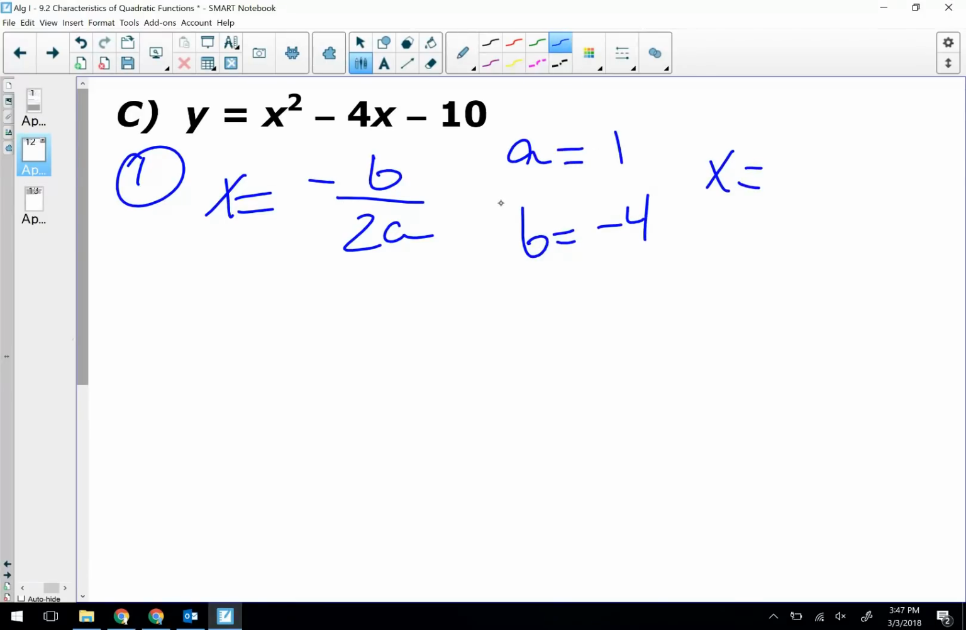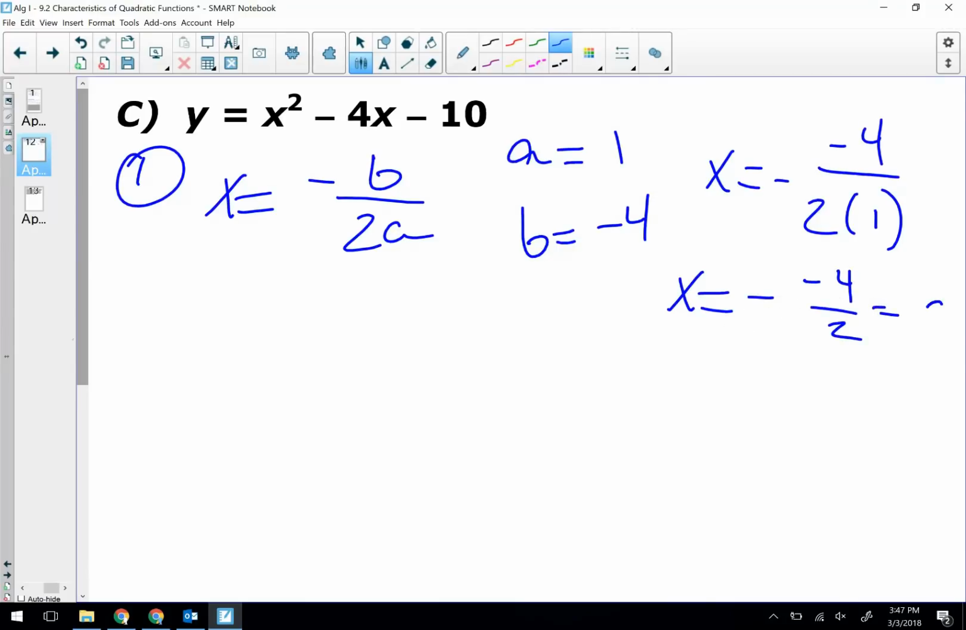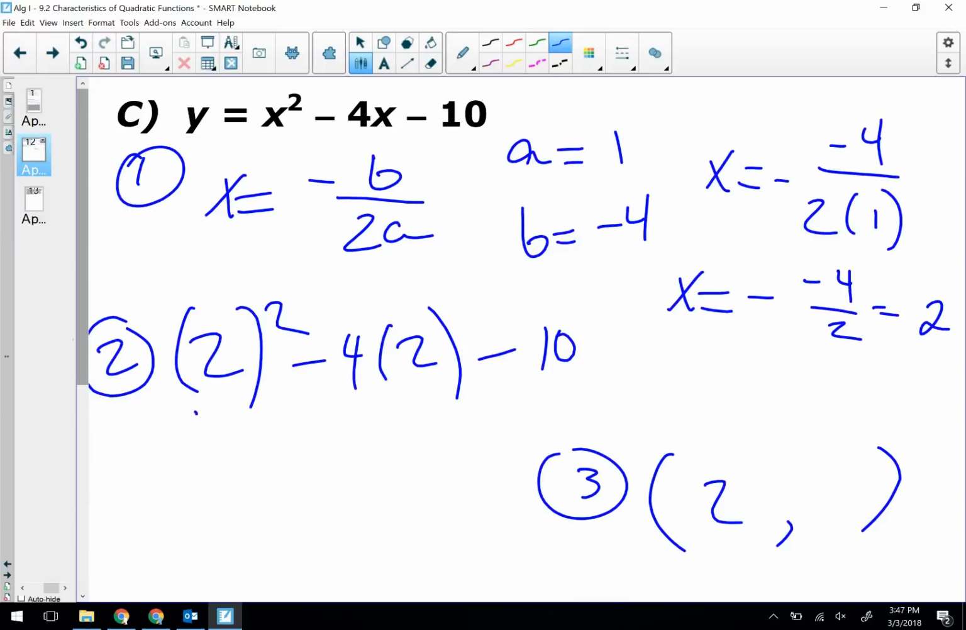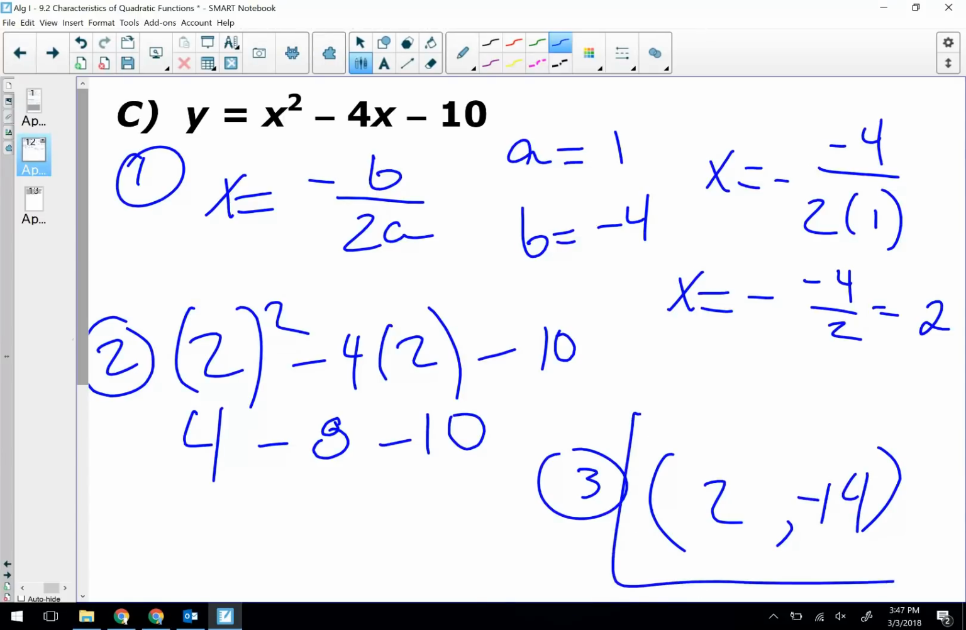So x equals negative 4 over 2 times 1, so x equals negative 4 over 2. Those negatives cancel out, leaving just a 2. So I can come down here to step 3 and say 2 comma something, right? So let's plug it in for step 2. 2 squared minus 4 times 2 minus 10. That means we got 4 minus 8 minus 10. Negative 4, negative 10, negative 14 is my answer. So there's my vertex.